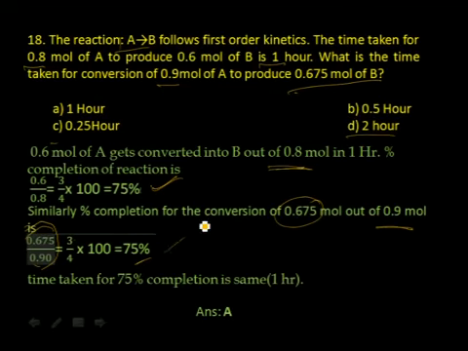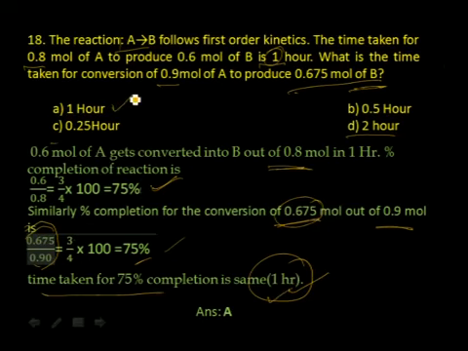Time taken for 75% of the same reaction will be the same, and therefore if in the first case it is 1 hour, in the second case also it will be 1 hour, and the 0.9 mole of A is reduced to 0.675 mole in the same 1 hour.